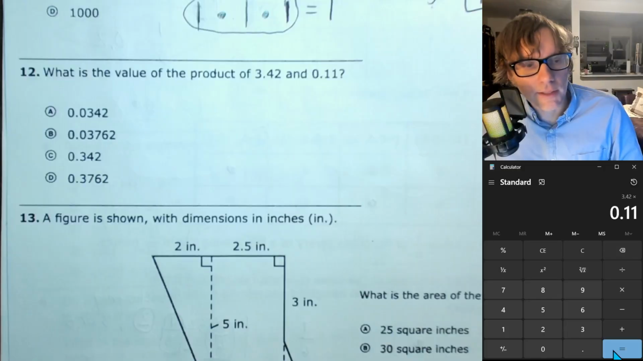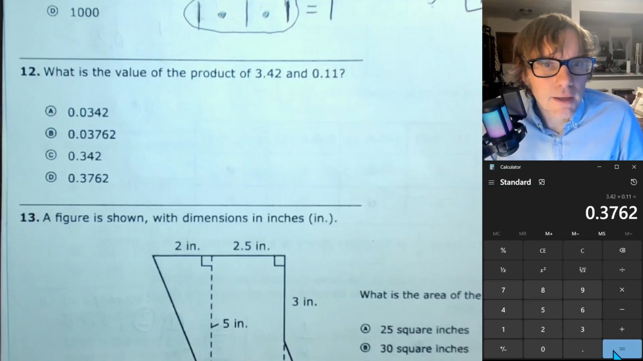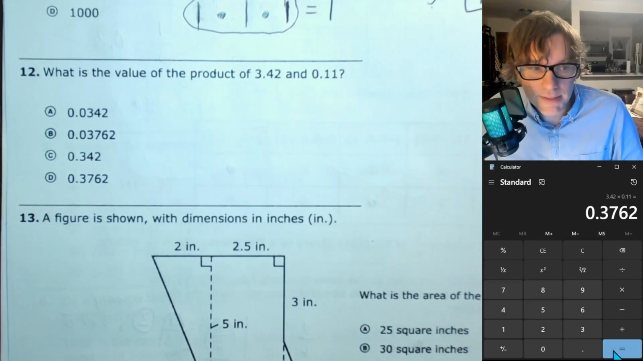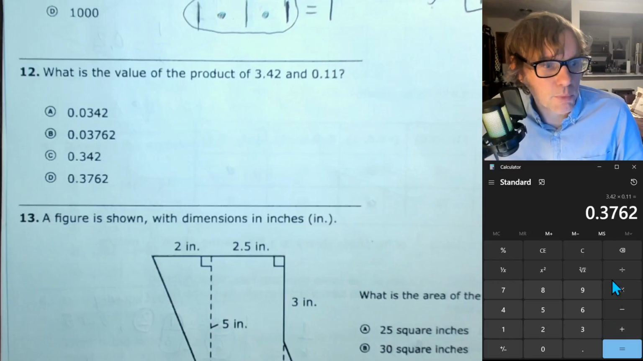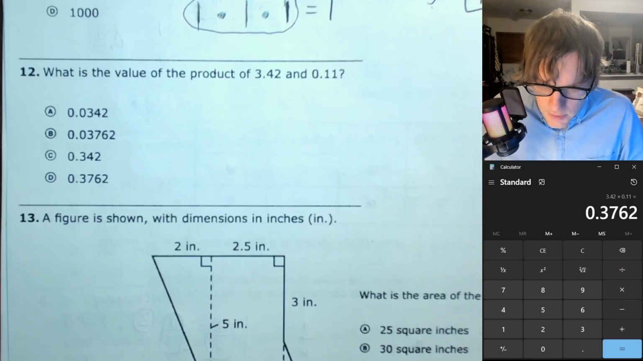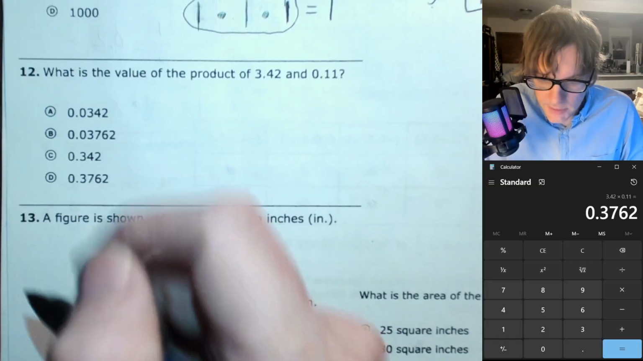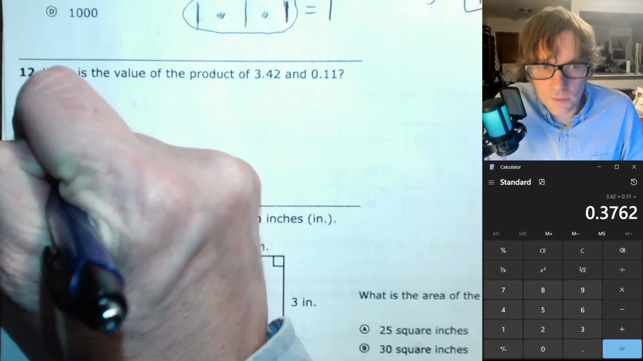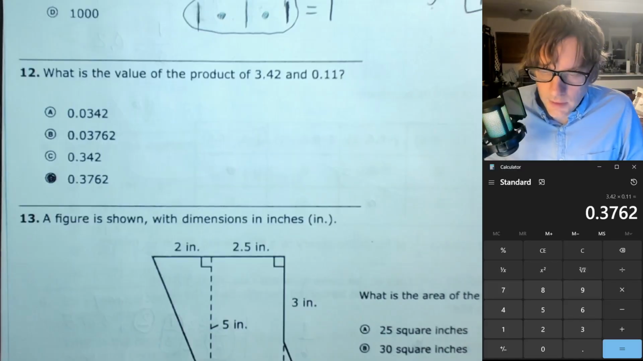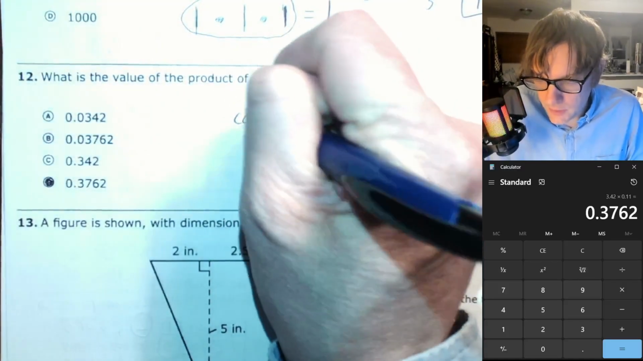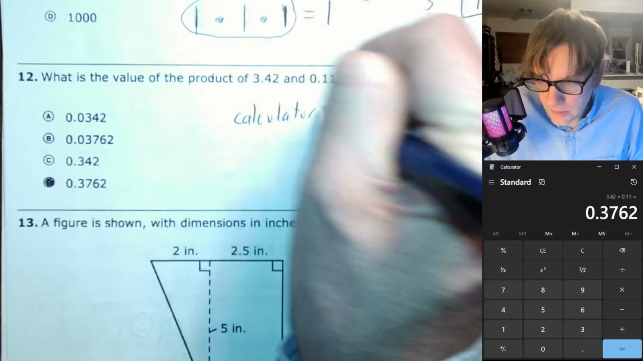All right, I like to think there's easy, medium, and hard problems on the FAST test. And this one's easy as it gets. So I got 0.3762. Go ahead and circle D. All right, and this one is calculator. You can write that down.